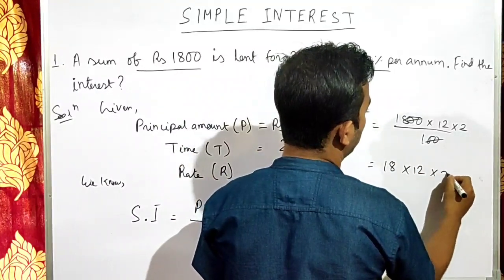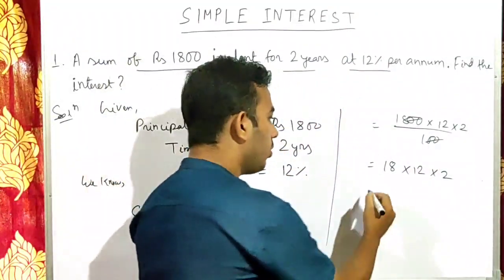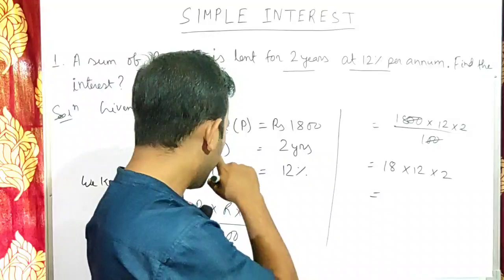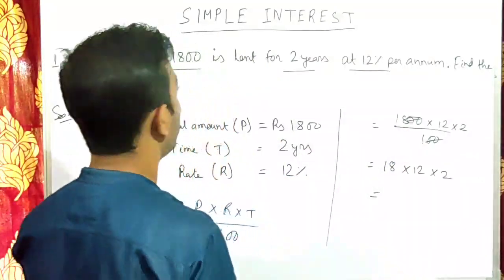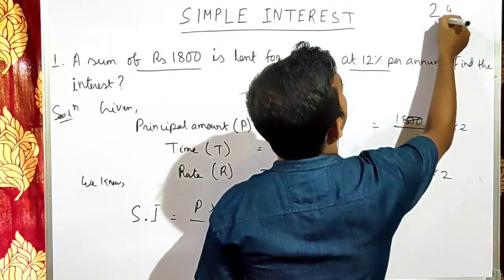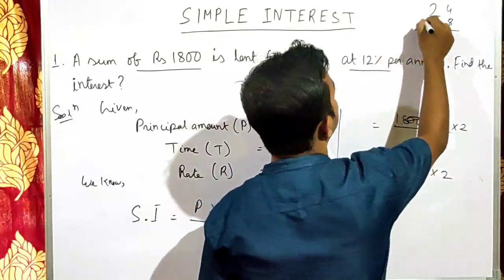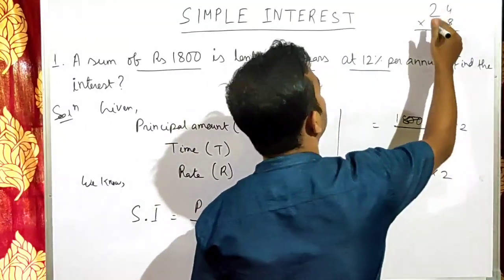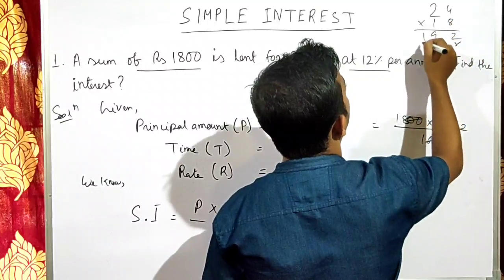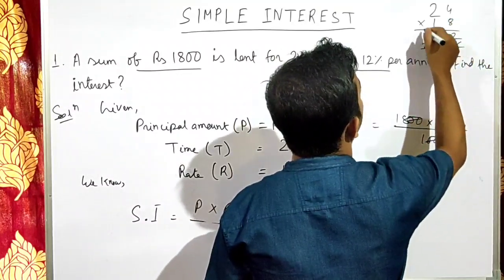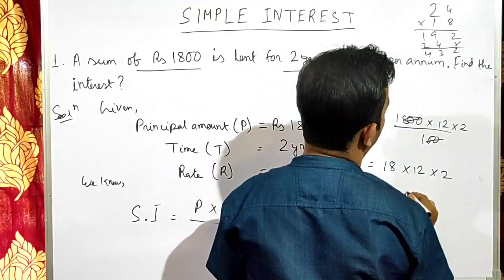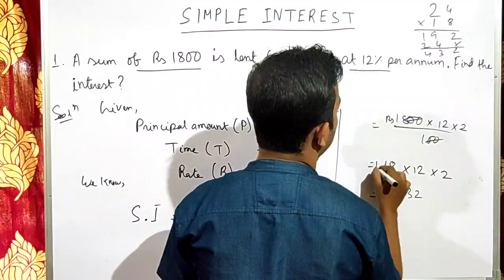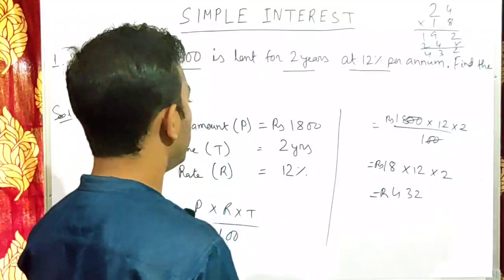So 18 into 12 into 2. Now 12 into 2 is 24. Now 24 into 18, we have to find out how much. For that we multiply 24 into 18. 8 into 4 is 32. 8 into 2 is 16, 17, 18, 19, and then 4, 2, 3, 1, 3, 4. So it is 432. Rupees 432. So the interest is rupees 432.